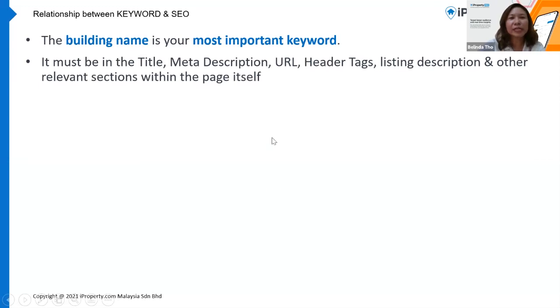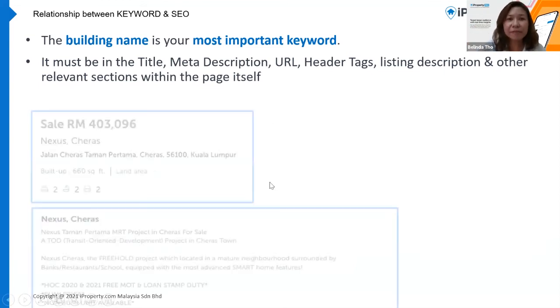Okay, so over here, as just highlighted, the building name is the most important. This building name must appear in the title tag, meta description, URL, header tag, listing description, and other relevant sections on your page itself. Okay, what do I mean by that?